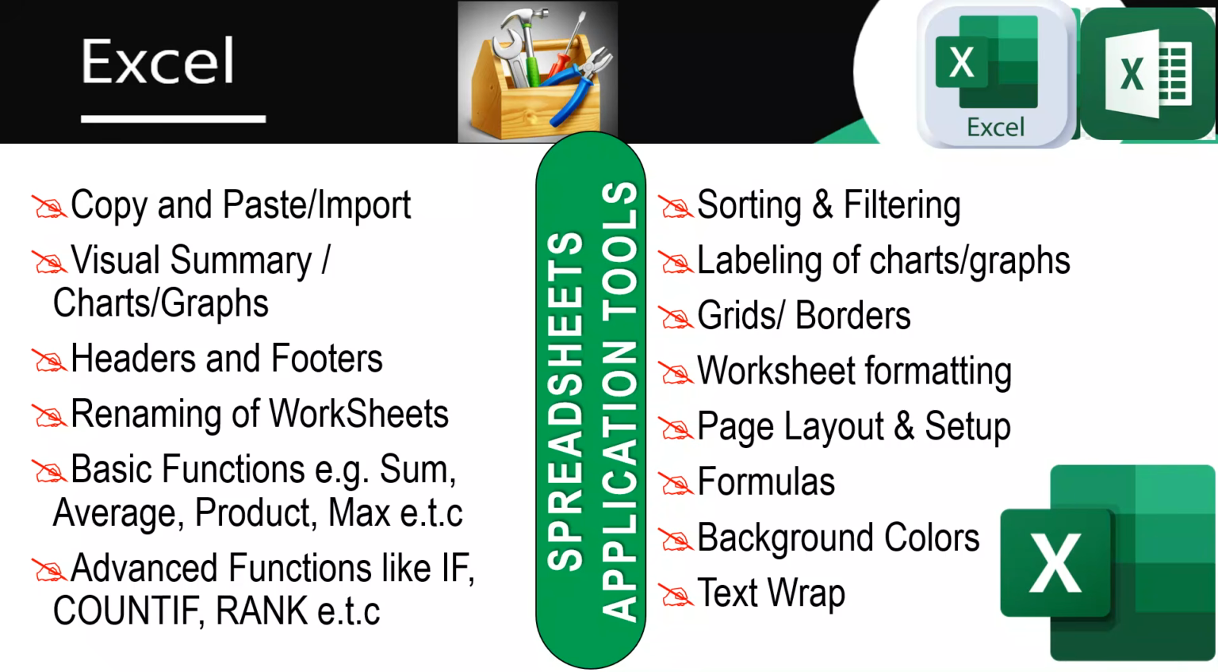Sorting and filtering, labeling of charts and graphs, grids and borders on your work, general worksheet formatting, maybe putting background colors, changing font style and text, and setting orientations. Page layout and setup: in case work is not fitting on one page, what should you do? Go under page layout, orientation, landscape, continue and ensure that the work fits on one page. Formulas and functions, then background colors, text wrap, etc. These are application tools under spreadsheets.